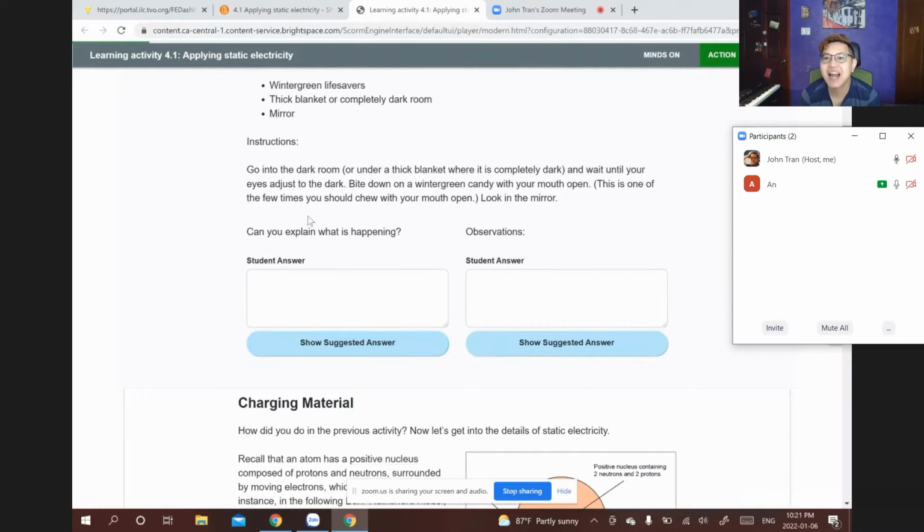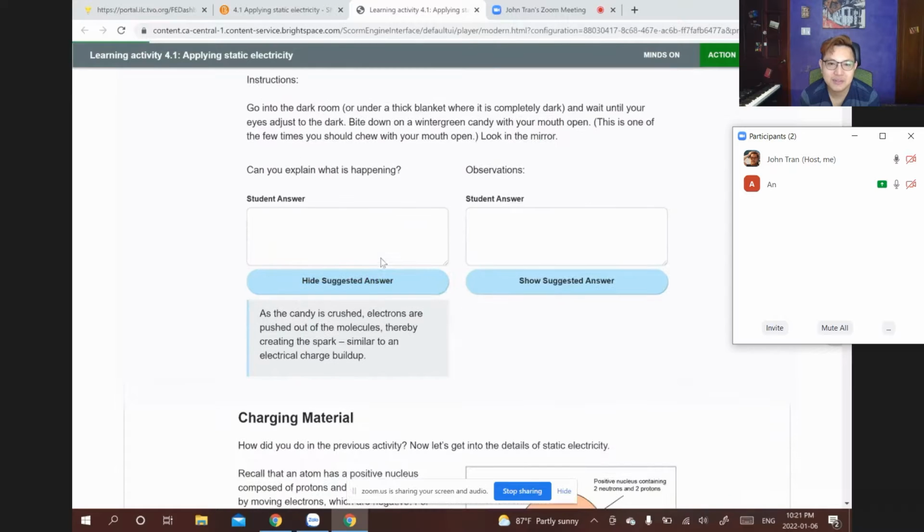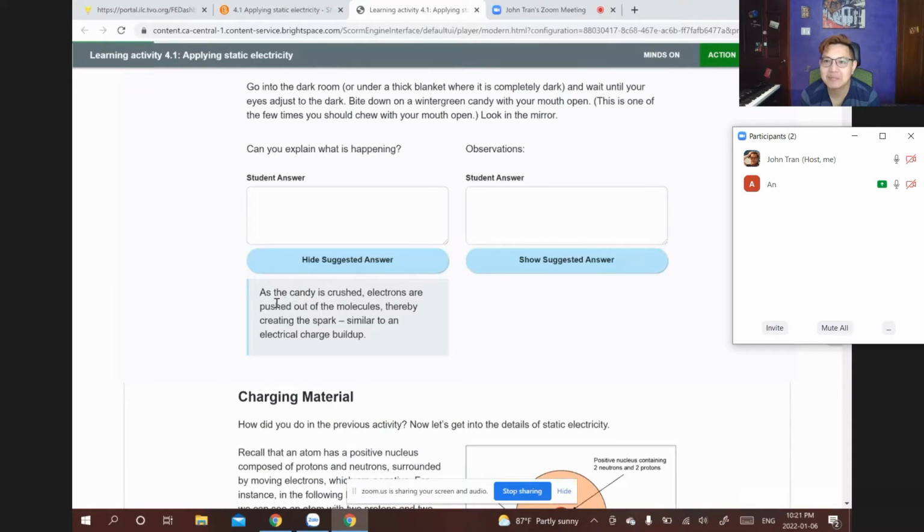Can you explain what's happening? This is one of the few times you should chew with your mouth open. Normally you should not chew with your mouth open because it's so impolite. It looks gross. But in this experiment, you just have to chew the candies like that. Wow, never knew it could create a spark. I never tried this one before.